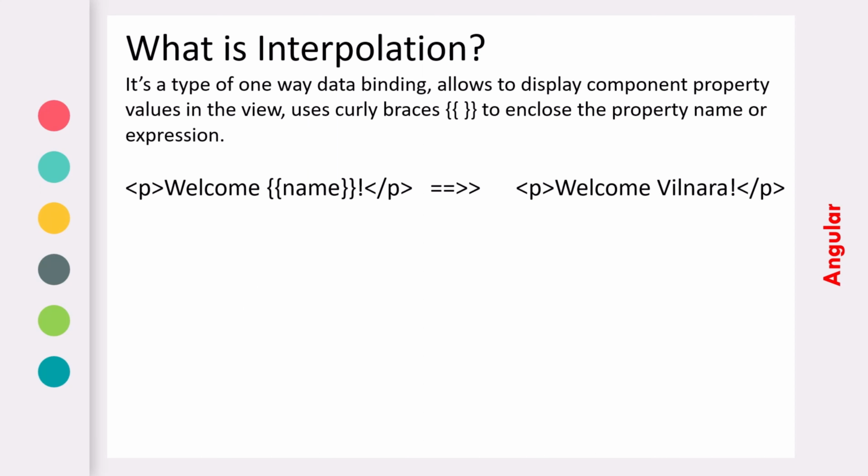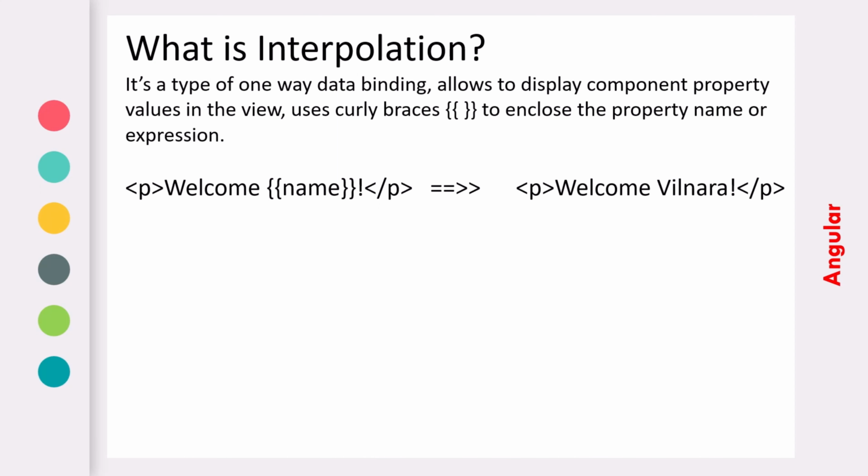What is interpolation? Interpolation is a type of data binding in Angular that allows you to display a component property value in the view. It uses curly braces to enclose the property name or expression, which is then evaluated and displayed in the view. As I said, interpolation is one-way data binding, which means changes to the component property will not automatically update the view. Interpolation is useful for displaying simple text or values in the view, but it has its own limitations and may not be suitable for more complex scenarios.